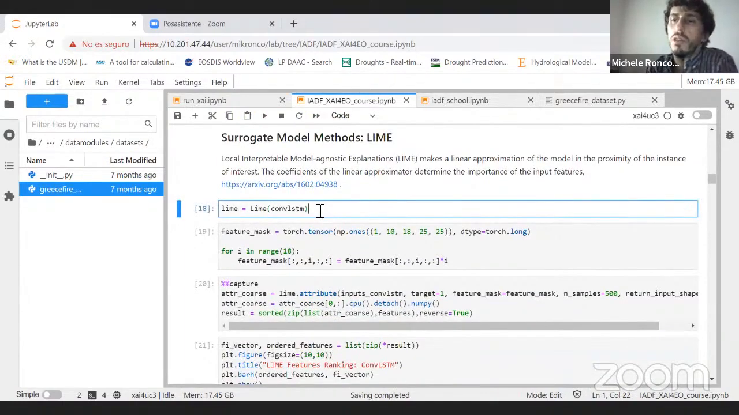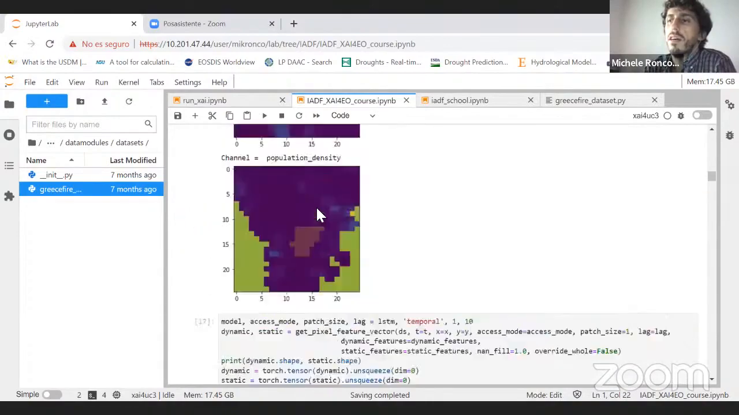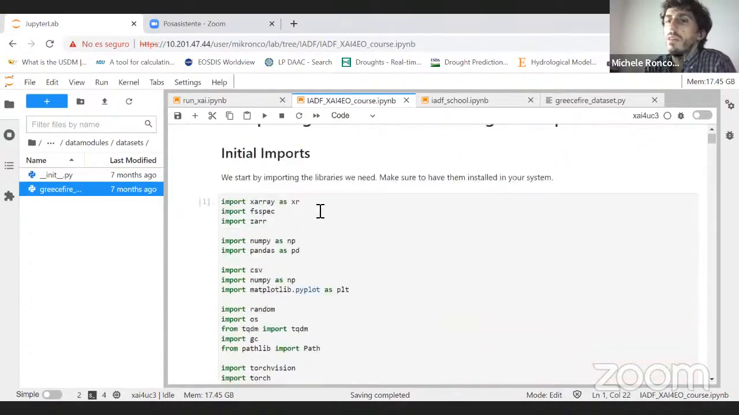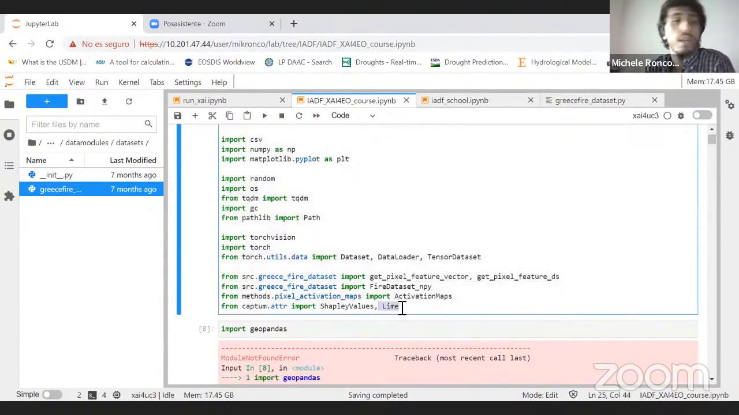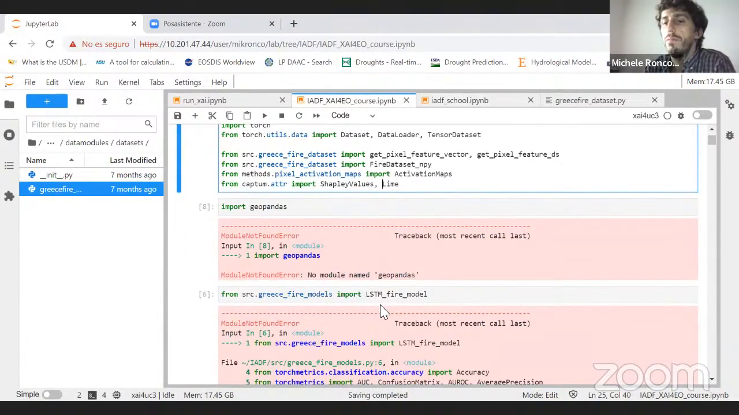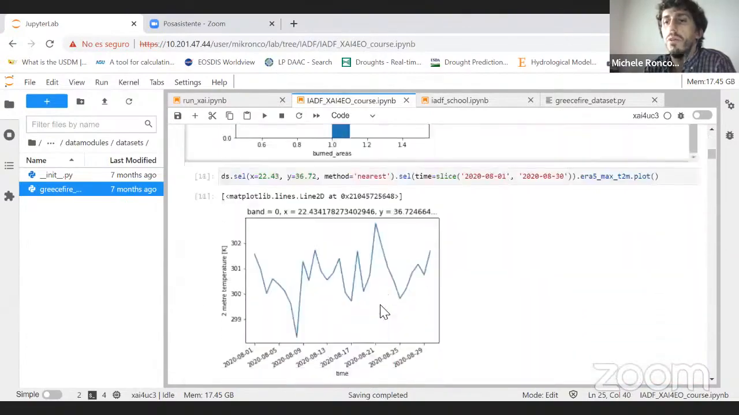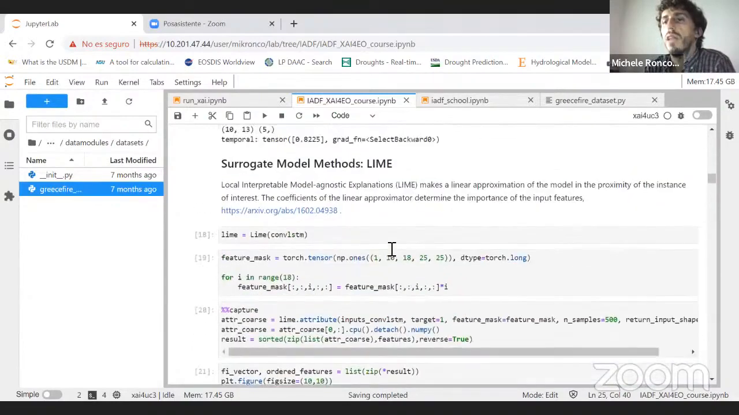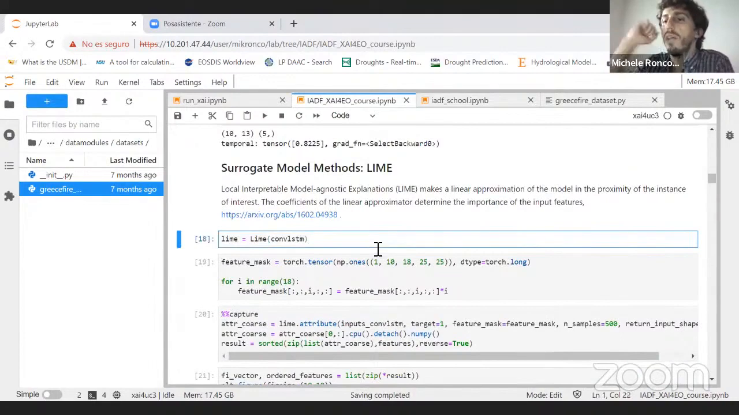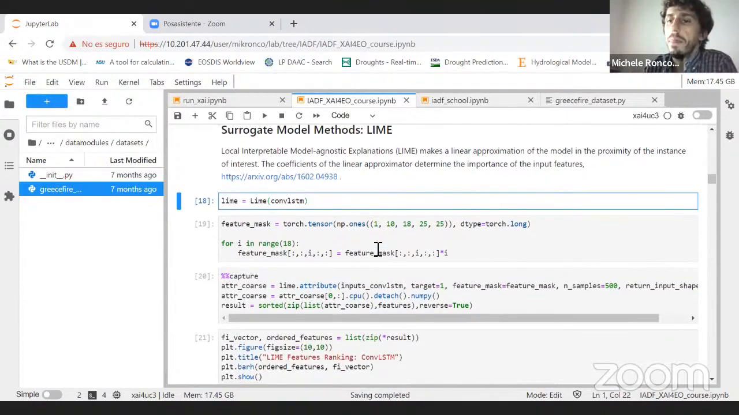The first thing I wanted to show you is LIME. LIME is a very nice and easy to use package. As was said at the beginning, you can just go to the LIME package. This is contained in Captum, but you can also find the original package by the LIME author. They're both very easy to use. In this case, as I was explaining before, what LIME does is a local approximation of the model by fitting a lasso regression. What is the problem?